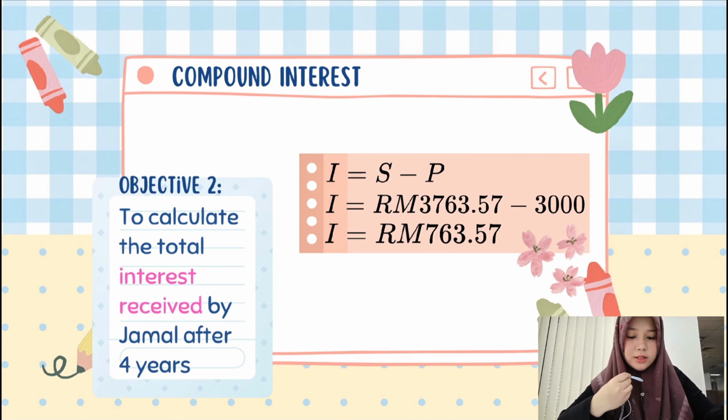So for the next slide, we will focus on the total interest received. Here, we will see what Jamal earned by just letting his money sit. To find the total interest I, we subtract the original principal P from the maturity value S. So over 4 years, Jamal earned a total of 763.57 ringgit Malaysia in interest.